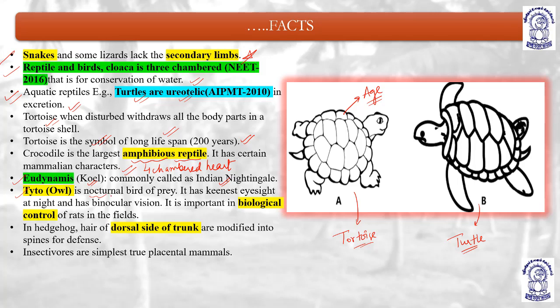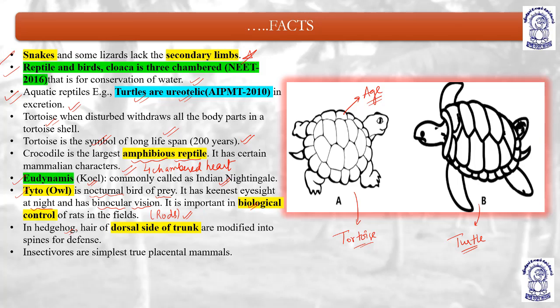It is a nocturnal bird of prey. It has the keenest eyesight at night and has binocular vision because of very well developed rod cells. It is important in biological control of rats in the field.